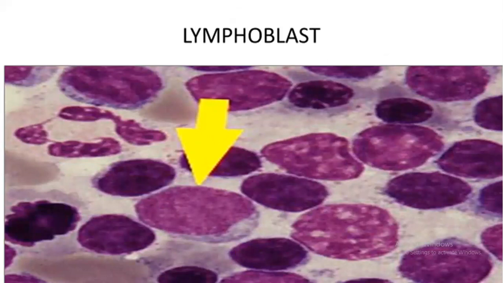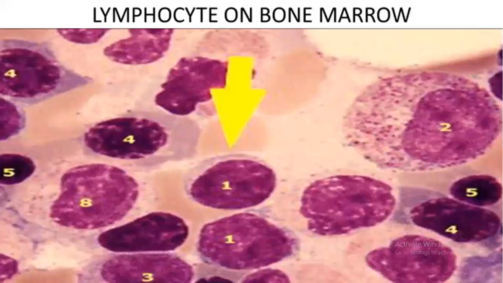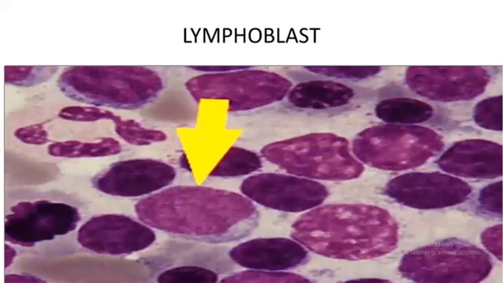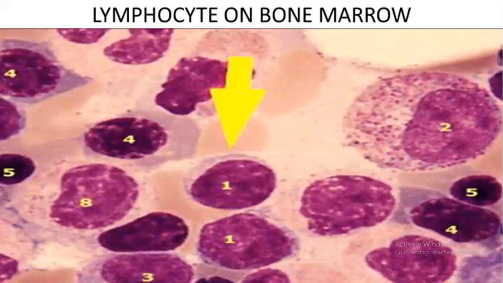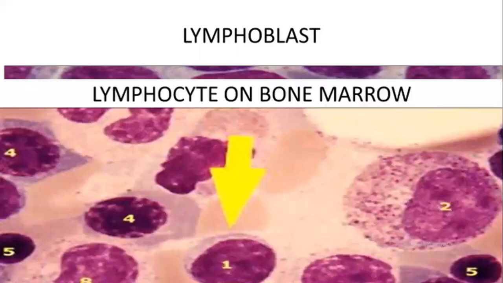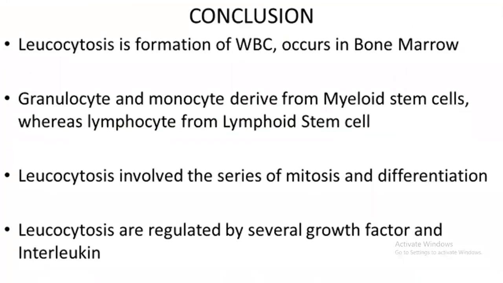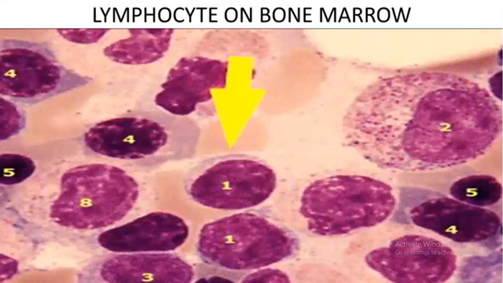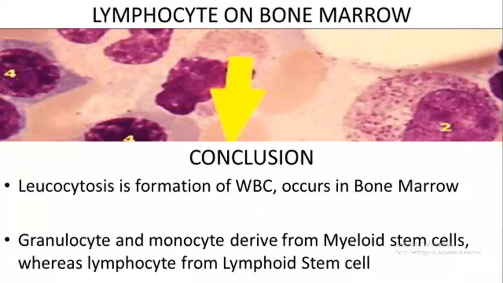Again, here you have a lymphoblast. You can see a lymphoblast here that is undergoing development. The lymphoblasts will differentiate into lymphocytes within the bone marrow. You can see the lymphocytes here. These lymphocytes are the ones that then differentiate into T lymphocytes and B lymphocytes.